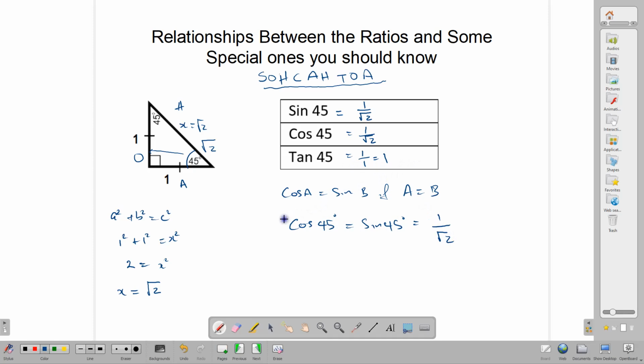And very importantly, tangent of 45 is equal to 1. These little things make a big difference when you're working out multiple choice questions. So tan 45 is equal to 1. Very important. All right.